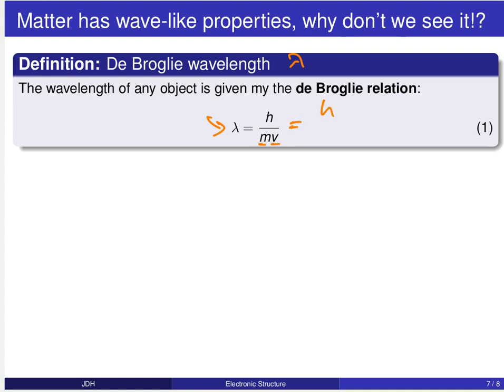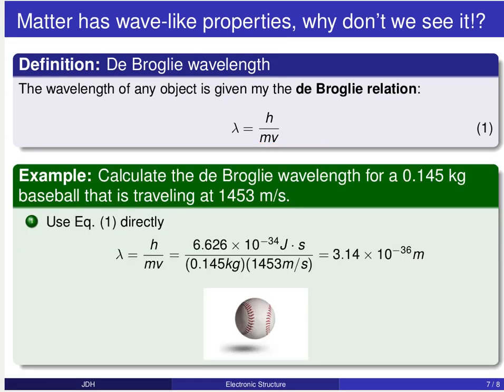So another way we could write this is Planck's constant divided by p, the momentum. To see this in action, we can calculate the de Broglie wavelength for a 0.145 kilogram baseball that's traveling pretty darn quick, almost 1,500 meters per second. To calculate this, we just plug directly into our equation 1 above, using Planck's constant.